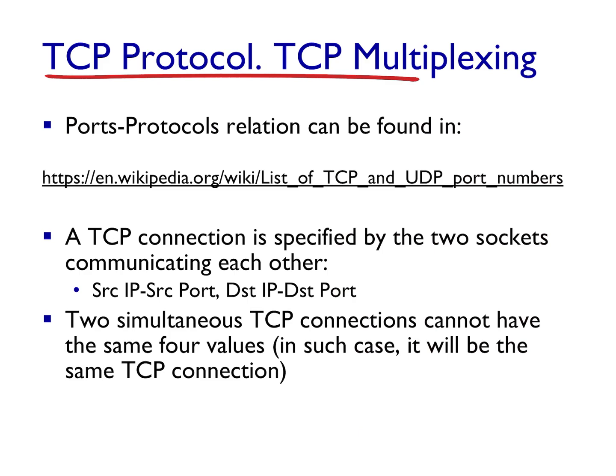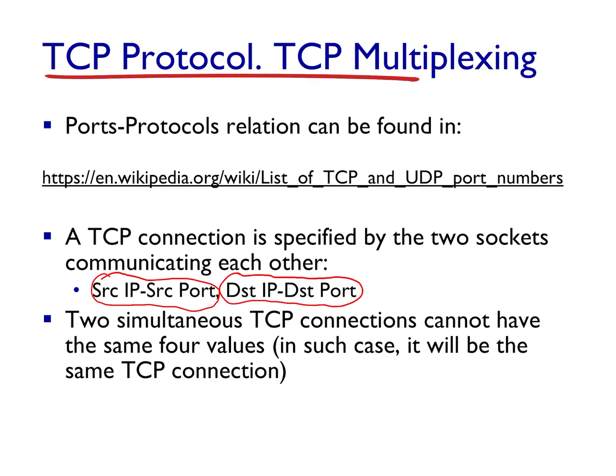In this URL, you have a list of the combination of ports and protocols, and we have to think that a TCP connection is defined and specified by two sockets. One socket at the source device, source host, and the other socket referring to the destination host. So a TCP connection is specified by two sockets, but at the end, it is defined by 4 different values: 2 IP addresses, source and destination IP addresses, and 2 ports, source and destination ports.